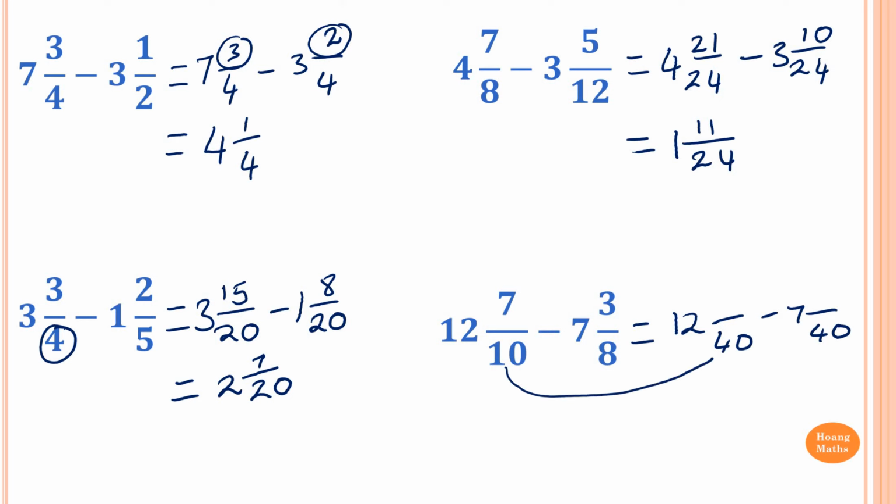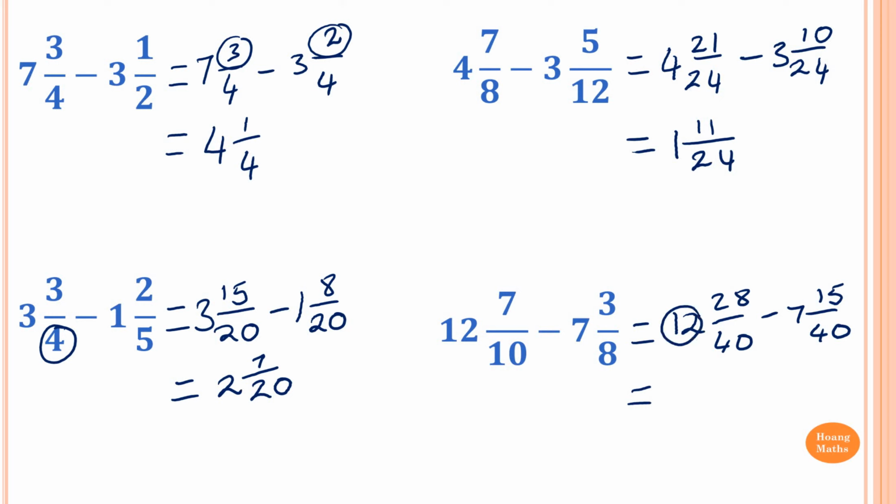From here to here, I times this by 4, of course, the top times by 4, so that gives me 28. From 8 to 40, I times by 5, so the top times by 5 as well. So that gives me 15.